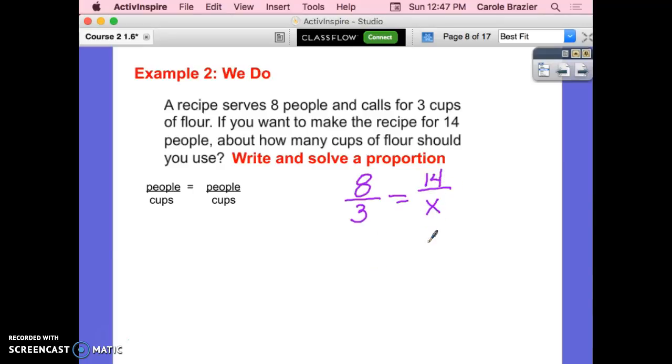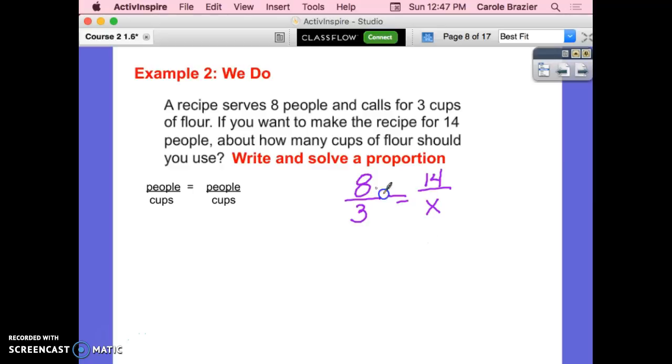So this is actually a really good real-world example if you have family coming into town and you're used to making cookies for your family, but now you need to double your proportion, or you need to figure out how many cups it's going to take for not quite double the amount of people. This is actually a really good one.